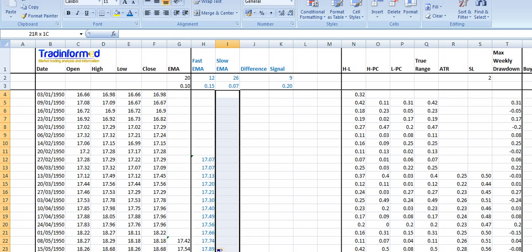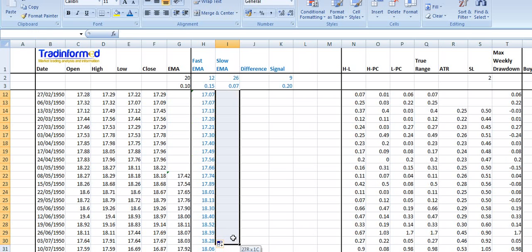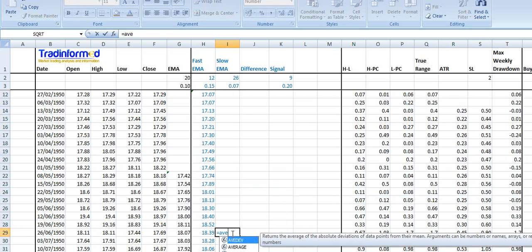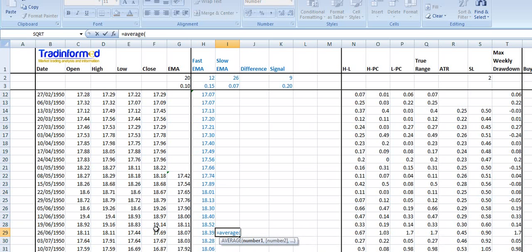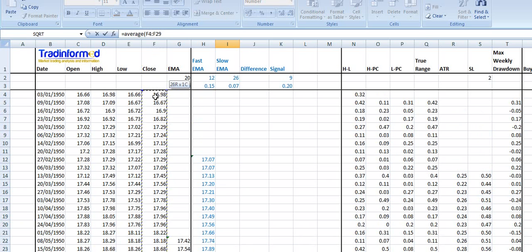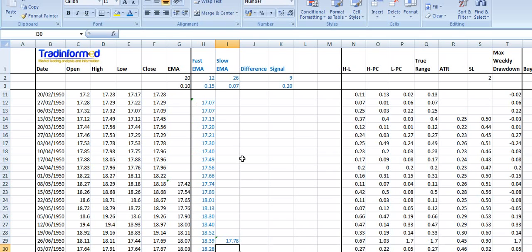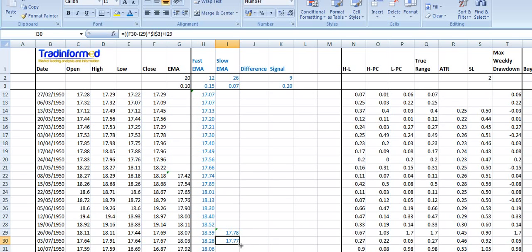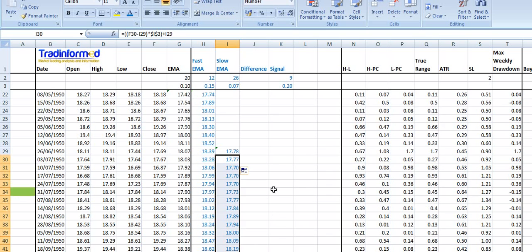So we do the 26 period moving average in exactly the same way. We use equals average to create our previous day's average, and then we use the formula equals the close minus the previous day multiplied by our factor as a reference cell plus the previous day, and we copy this down again to all the cells below.